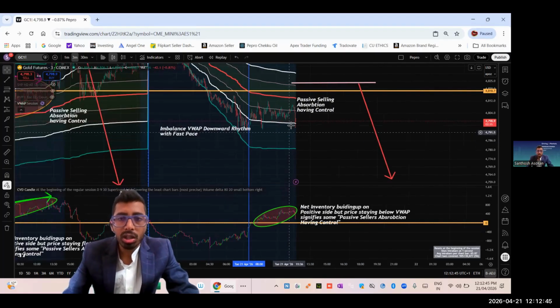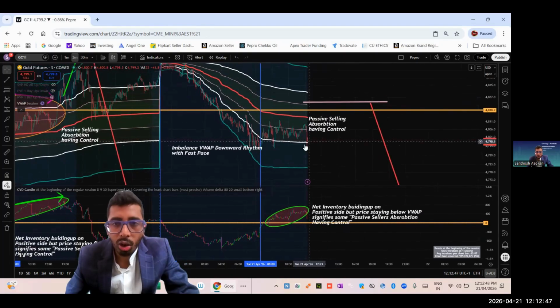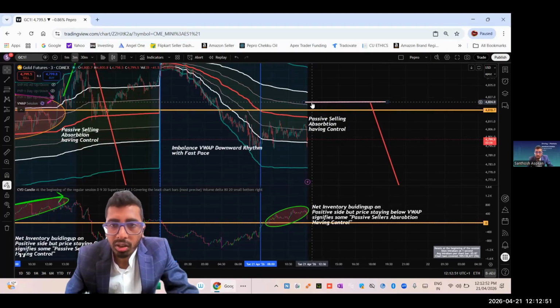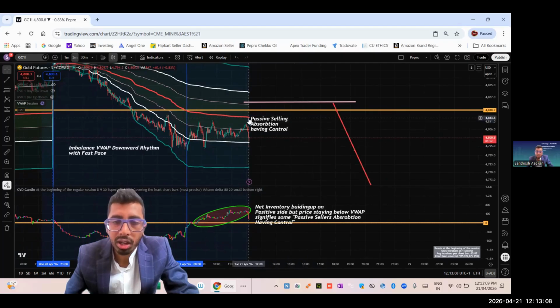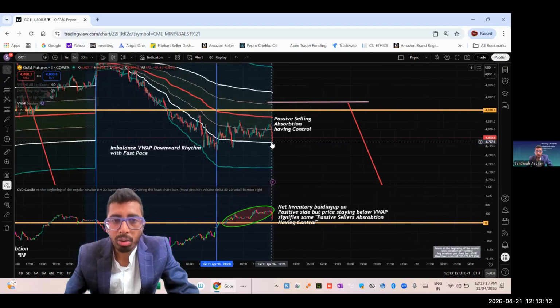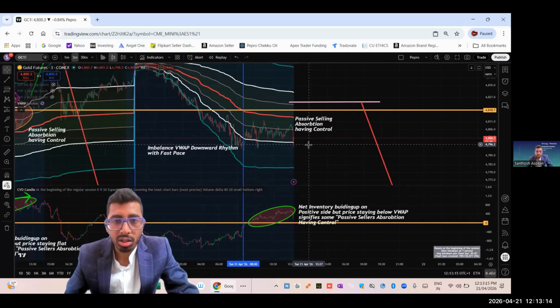So I'll be looking for a short opportunity on every pullback towards the VWAP or above the VWAP. That is the line I have drawn in pink, which is the plus 0.5 standard deviation line. If the price comes to that level, I will be entering short. Or, if I want to take higher risk, I may enter near the VWAP zone. That's how I'll be looking at today's price action.